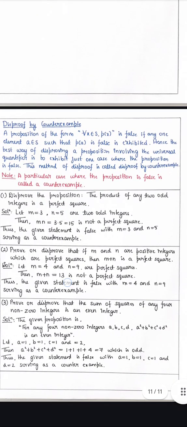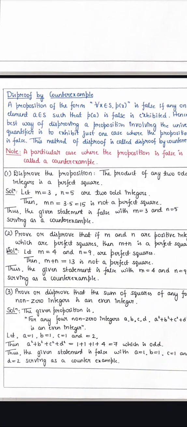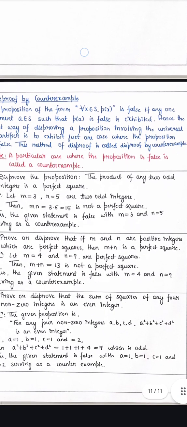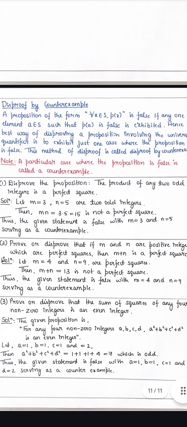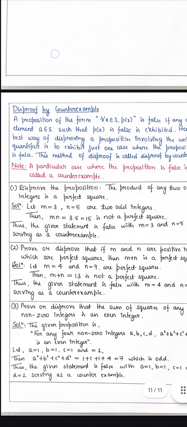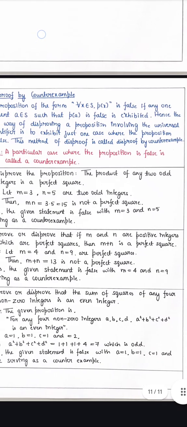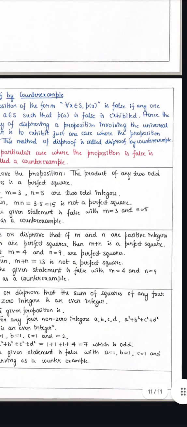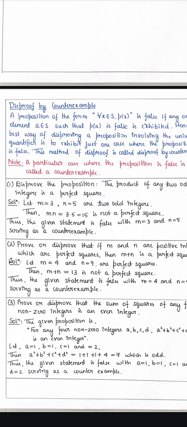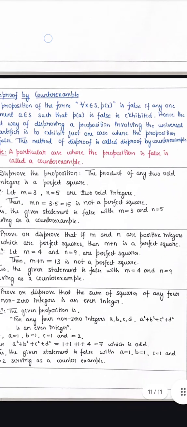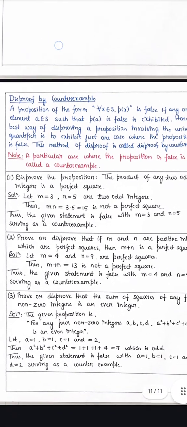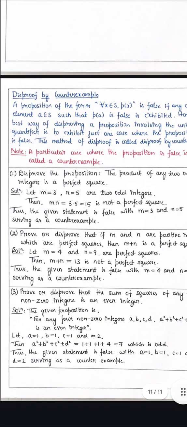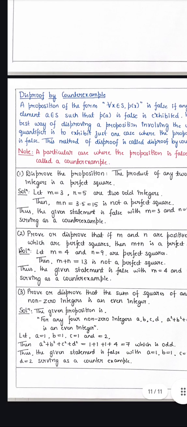Then disproof by counterexample. For a proposition of the form "for every x belongs to S, p(x)", it is false if any one element a belongs to S such that p(a) is false is exhibited. Hence, the best way of disproving a proposition involving a universal quantifier is to exhibit just one case where the proposition is false. This method of disproof is called disproof by counterexample. The particular case where the proposition is false is called the counterexample.